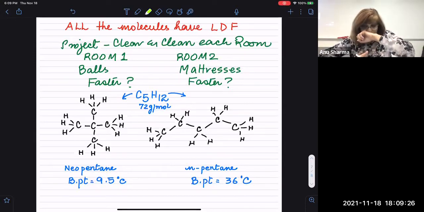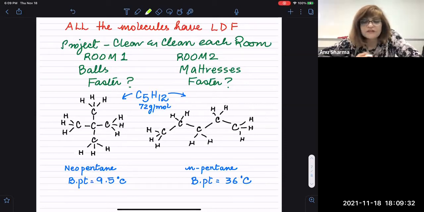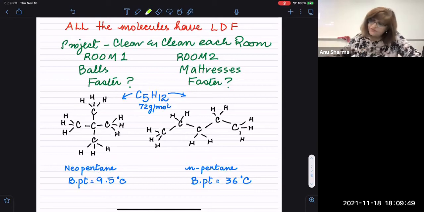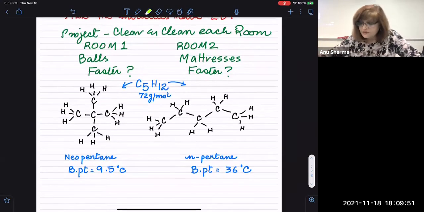But you also have to think about the labor that would be needed to pick up the balls versus the mattresses. Mattresses are heavy, so you would need more people. With the balls, if you kick one or two balls, they start moving the other balls, and then they start moving out. So the room full of balls would be faster from the perspective of the amount of labor needed.